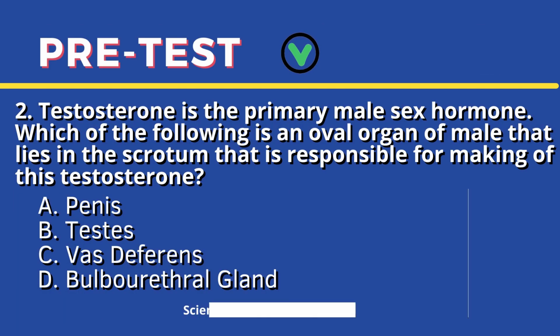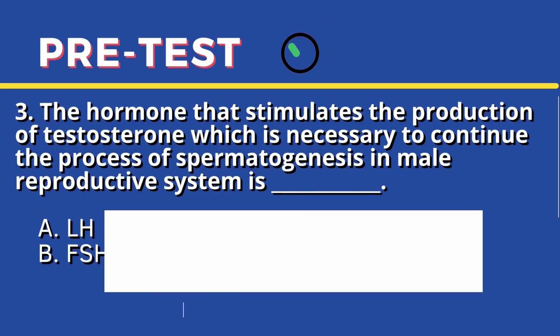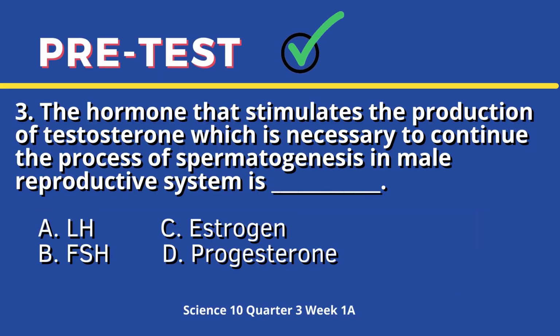2. Testosterone is the primary male sex hormone. Which of the following is an oval organ of male that lies in the scrotum that is responsible for making this testosterone? A. Penis. B. Testis. C. Vas deferens. D. Bulbourethral gland.